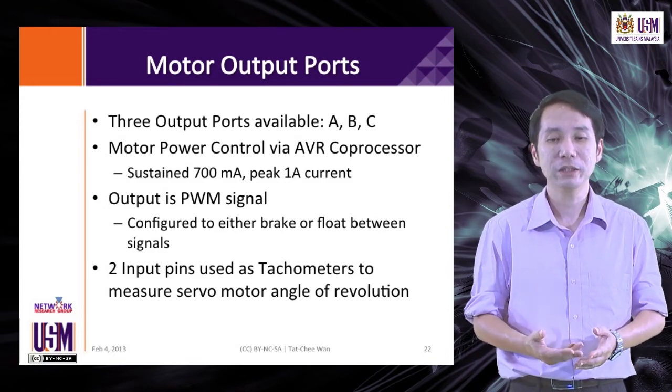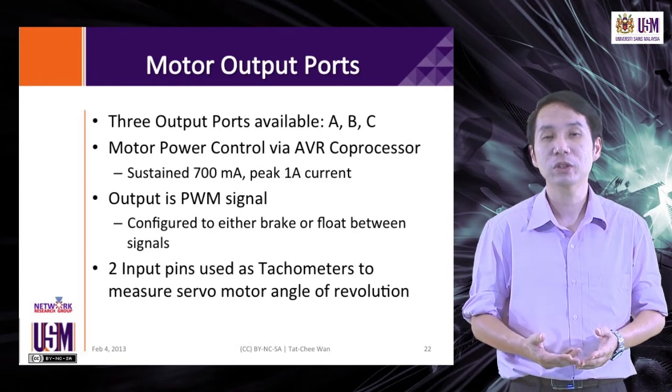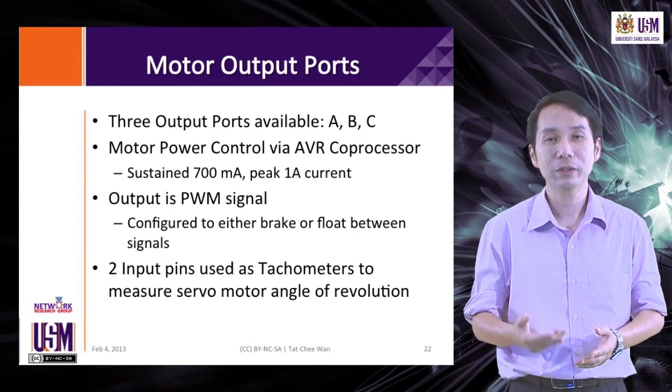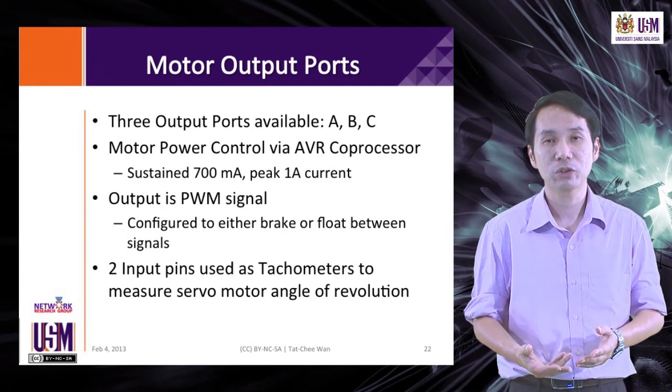Two input pins are used as tachometers to measure the servo motor angle of revolution, and this is read directly by the ARM microcontroller.